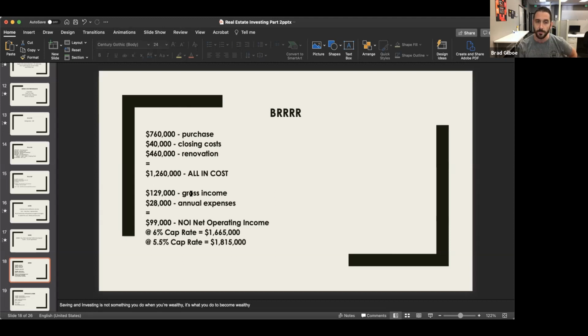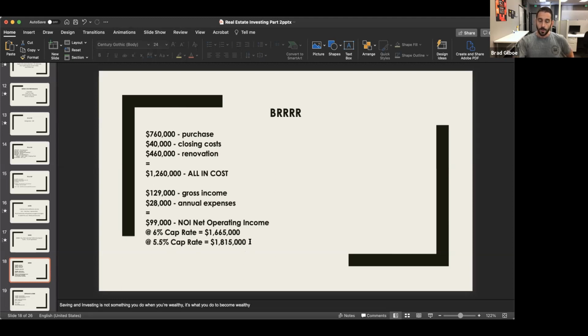132. So I'm earning a little bit more than this, and my annual expenses are around 28. So if my net operating income, which is gross income minus expenses, is 99 grand, then with a commercial property, the value is almost always a multiple of the NOI, the net operating income. And at the time that I purchased, things were trading at a 6.5 cap, which would have put this at 1.6. And then by the time I went to go refinance it, things were trading at a 5.5 cap.